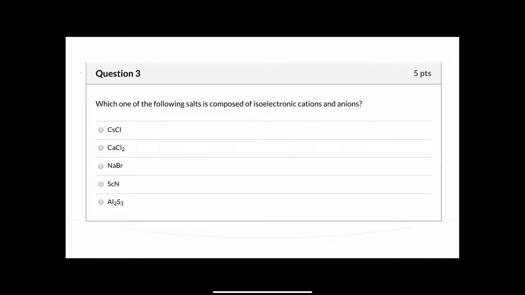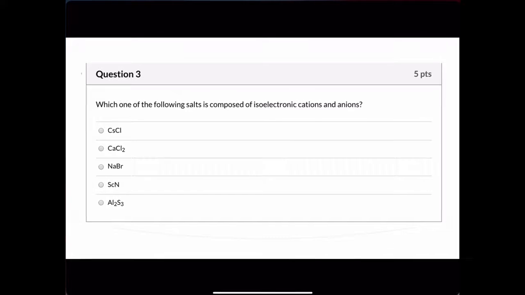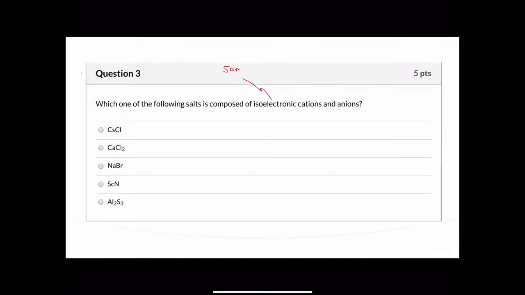Question 3, which one of the following salts is composed of isoelectronic cations and anions? And if you remember, isoelectronic means the same number of electrons. So what we should do is determine the number of electrons for each one of the cations and anions for all of these ionic compounds. So let's make a little table here and tally up the number of electrons. For cesium, I form the cesium +1 ion, and cesium itself has 55 electrons. So the cesium cation will have 54 electrons.